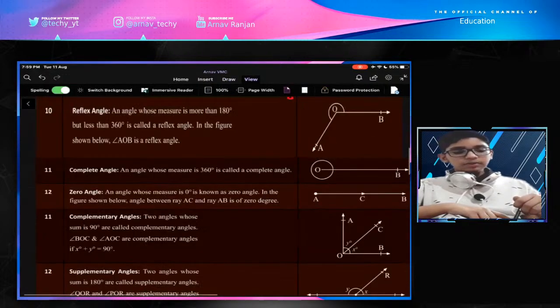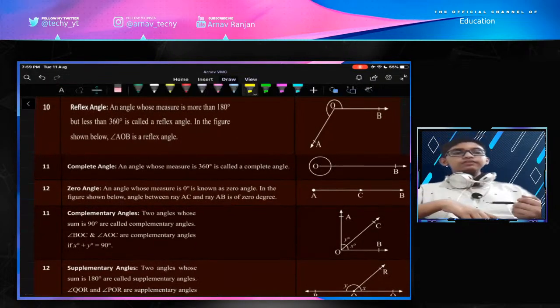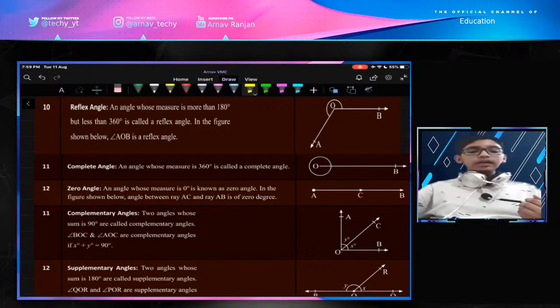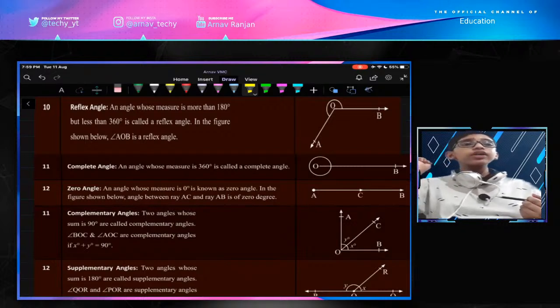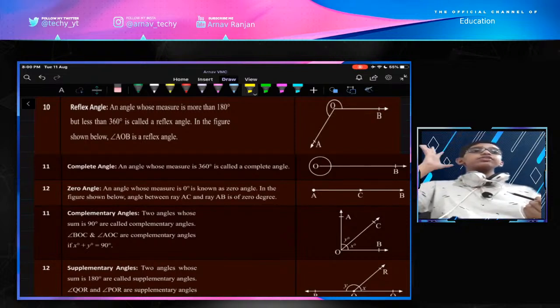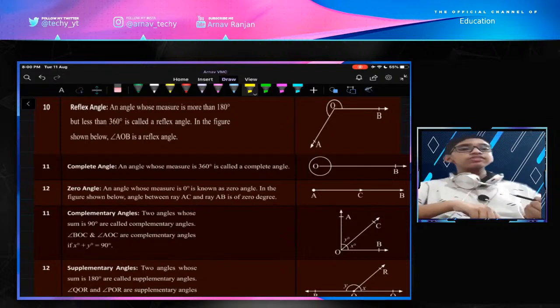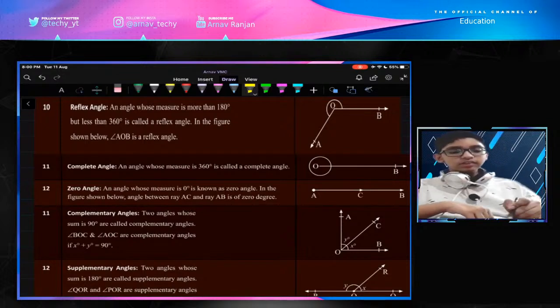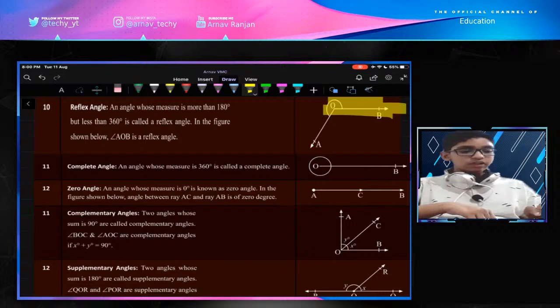Next we will talk about the reflex angle. The reflex angle is an angle which has a measure of more than 180 degrees but less than 360 degrees. As you can see in the figure I am highlighting, this is a reflex angle.